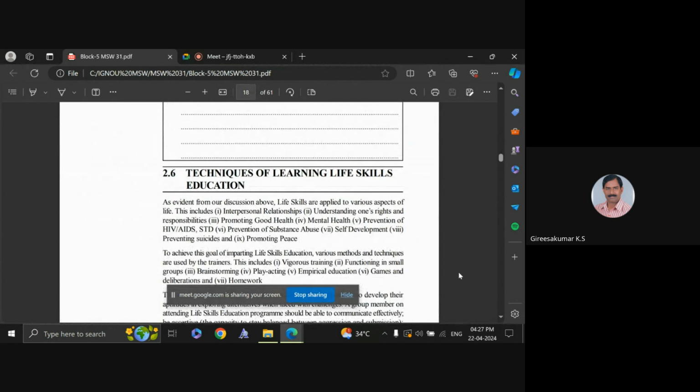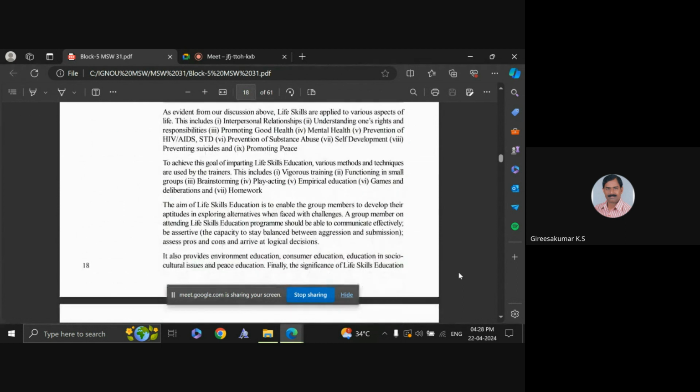Then techniques of learning life skills education. Why this? Because life skills are applied to various aspects of life: interpersonal relations, understanding one's rights and promoting good health, mental health, prevention of HIV, AIDS, etc., the prevention of substance abuse, then self-development, preventing suicide, and promoting peace. These are all the aims of life skills. That is applied in all these fields.